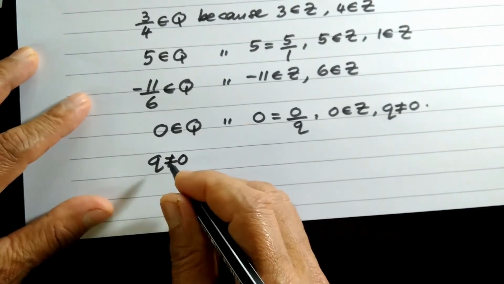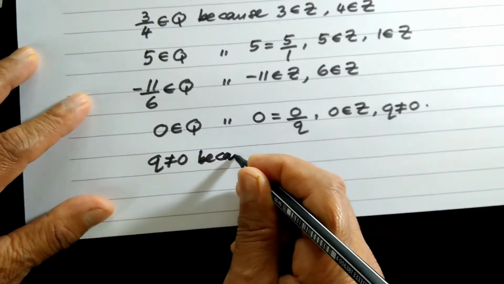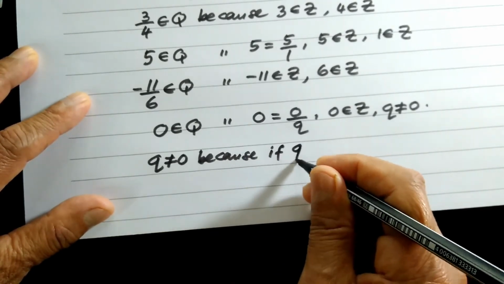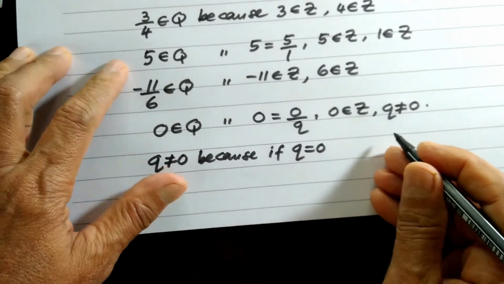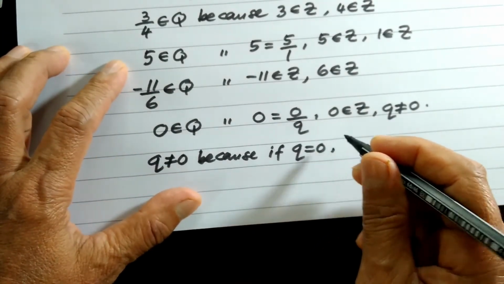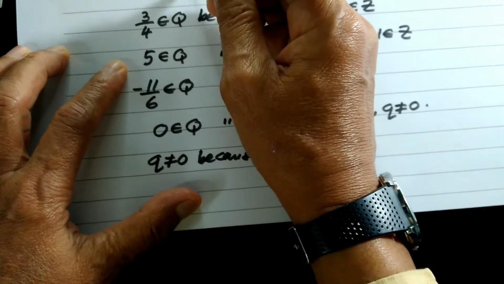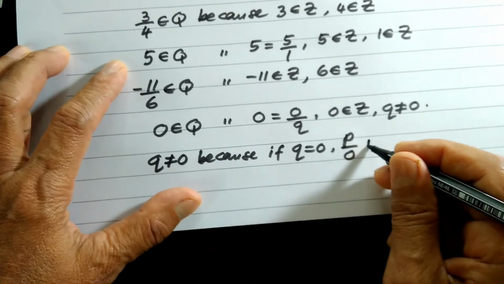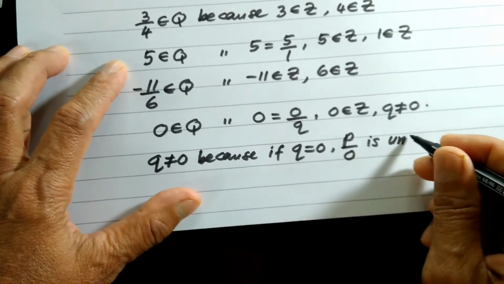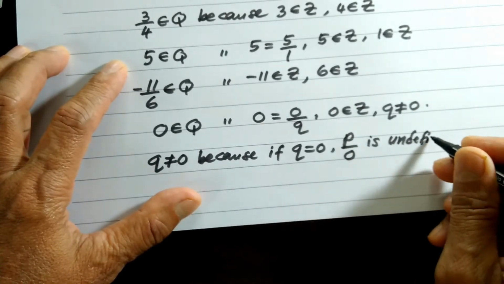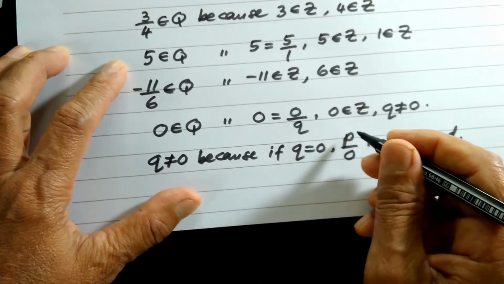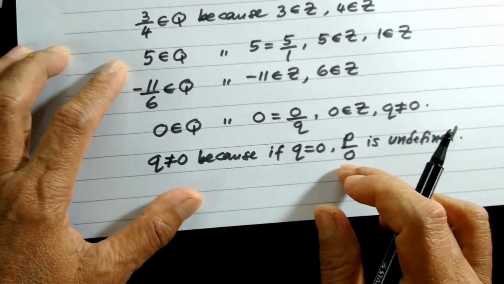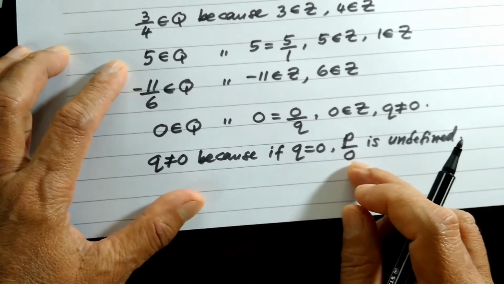Why is that? Because if Q equals 0, what happens? If Q equals 0, this fraction P over Q becomes P over 0, which is undefined. Any number divided by 0 is undefined. That's why we won't allow the denominator to equal 0.